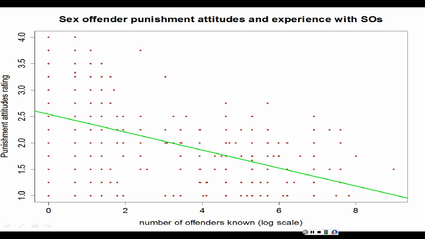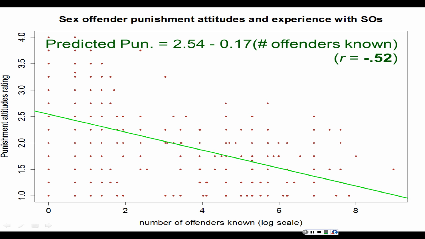So anyway, now we get a clear negative relationship. The more offenders you've known, the less you want to punish sex offenders. The relationship there is much more clear. It's a strong relationship. R is negative 0.52. Now you should think, does it make sense to have one group of undergrads and one group of professionals and lump them together? That's a separate issue. I just wanted to show you what happens with restriction of range.